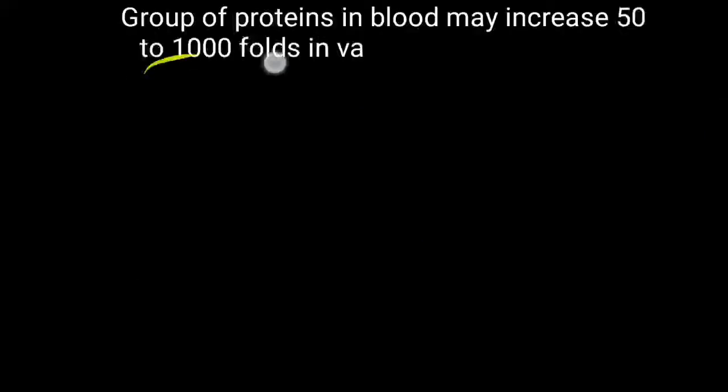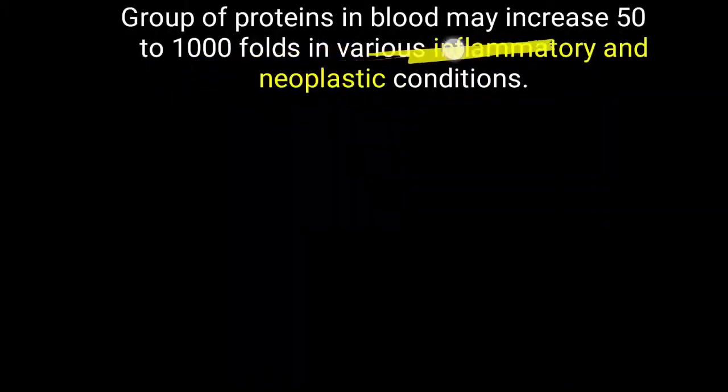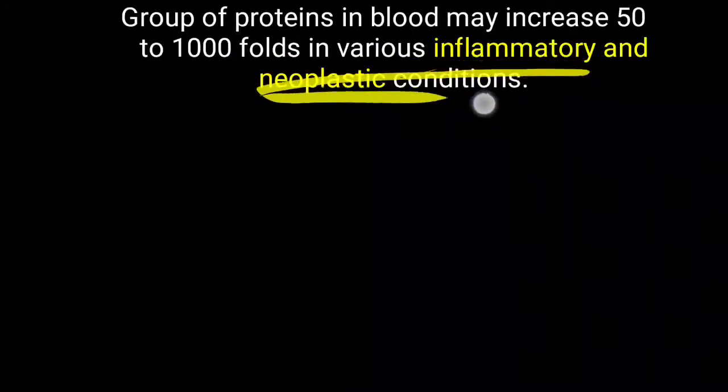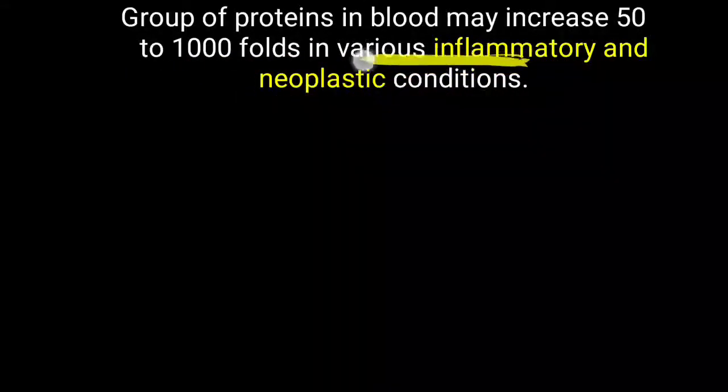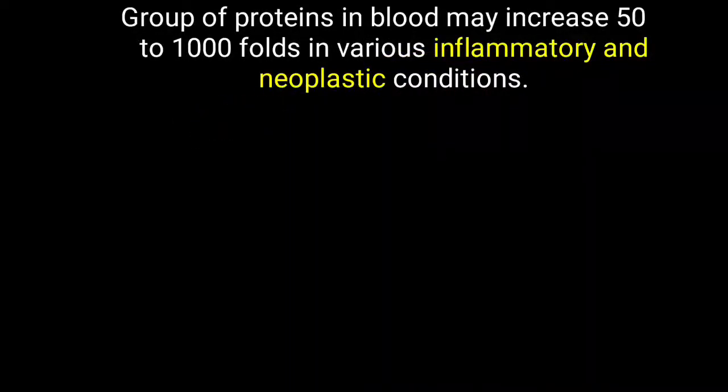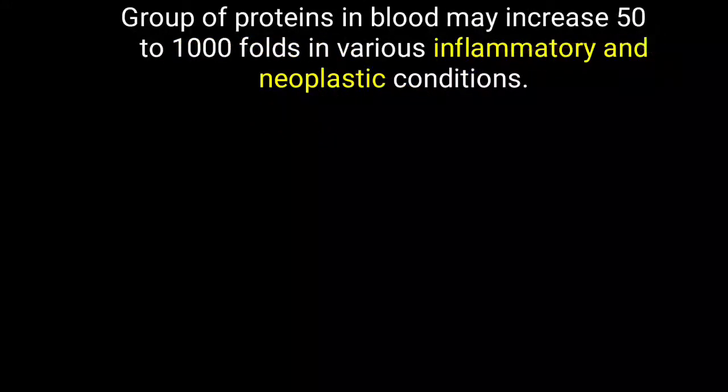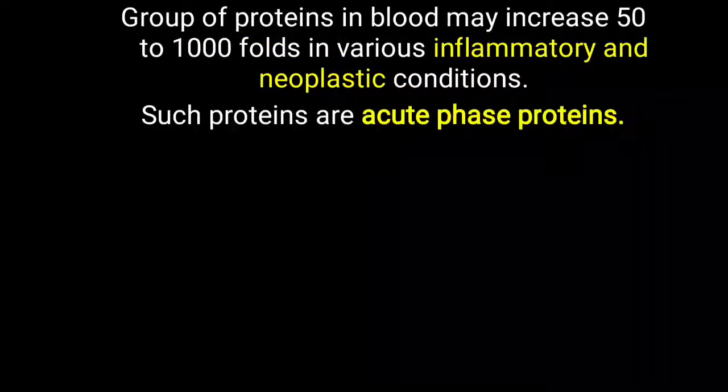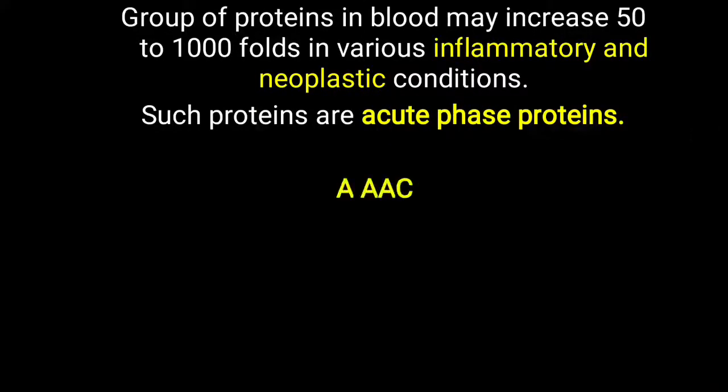It is a group of proteins in blood which are increased 50 to 1000 fold, particularly in inflammatory and neoplastic conditions. So whenever there is a trauma or injury or inflammatory condition, whenever there is a cancer or malignancy, a neoplastic condition, during that time some particular proteins are increased 50 to 1000 fold, and they are called the acute phase protein. Now how can you remember the different examples of acute phase protein?